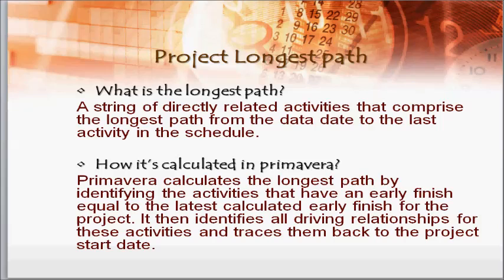How is it calculated in Primavera? Primavera calculates the longest path by identifying the activities that have an early finish equal to the latest calculated early finish for the project. It then identifies all driving relationships for these activities and traces them back to the project start date. Let's try both methods in Primavera.